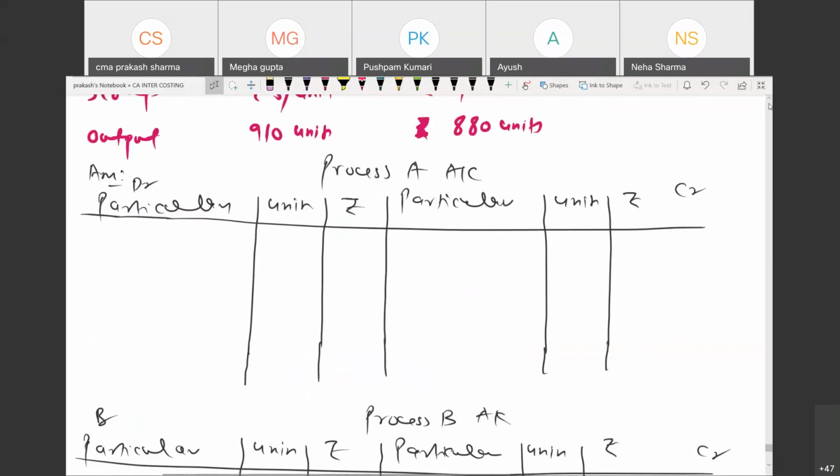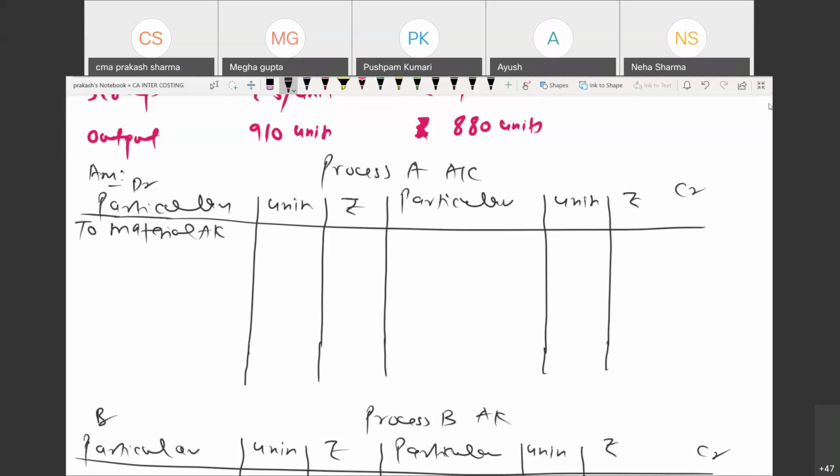First of all, we are making process A account, right? So whatever inputs are given to us, those are recorded on the debit side of this account. Okay, sir. The process is simple. On the debit side, we record input, and on the credit side, we record output. So in process one, first of all, I write material, or you can say direct material account. Most of the expenses incurred in process are direct.